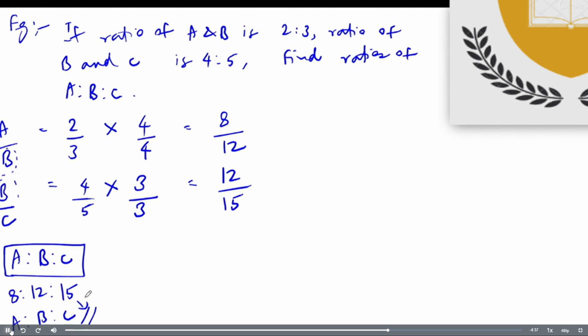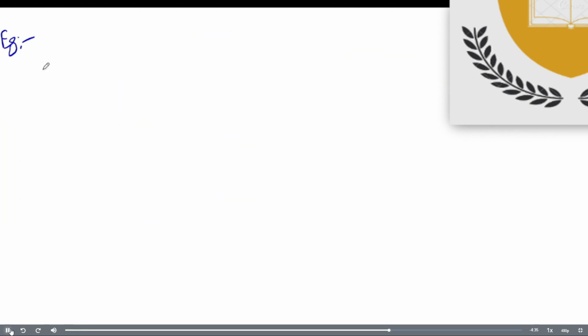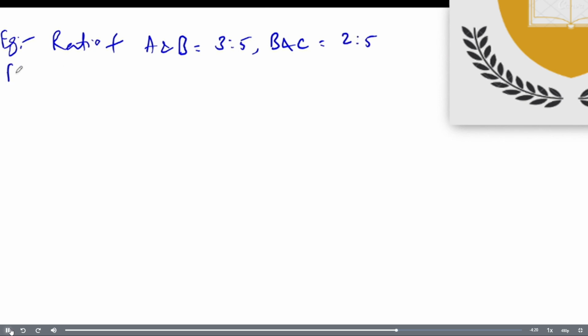Let's take one more example. Ratio of A and B is 3 is to 5. B and C is 2 is to 5. Find the ratio of A, B and C. Very common question. Many times it's asked in the exam, this type of question. So let's take the answer.